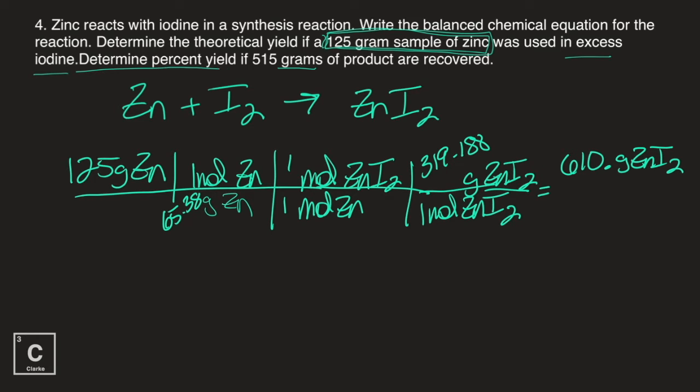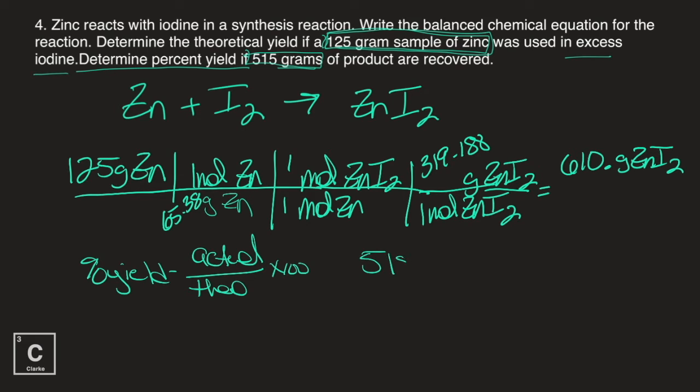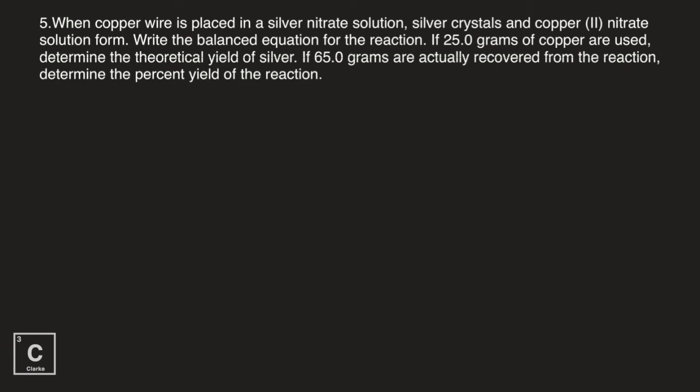We want to determine the percent yield. Percent yield is our actual yield over our theoretical yield. Now that's going to give us a decimal, so we need to multiply by 100 to get a percent. Our actual yield will always be given in the problem, or you've done this in the lab, 505 grams. Our theoretical yield, this is the problem we just worked. So 515 divided by 610 times 100, and I am getting 84.4% yield.